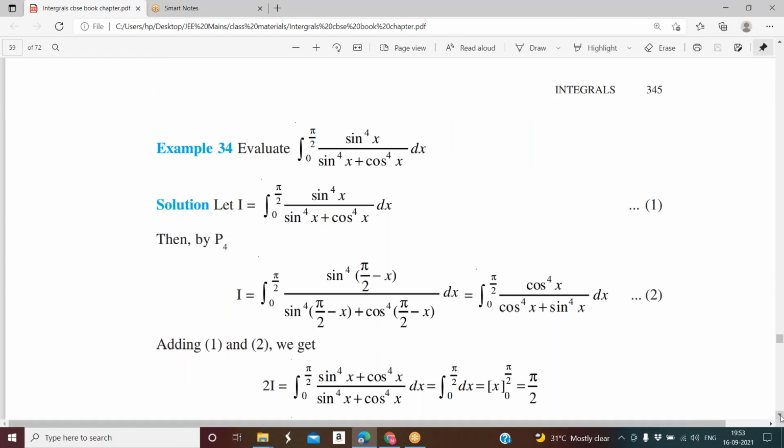Next problem is evaluate the integral from 0 to pi by 2 of sine to the power 4x by sine power 4x plus cos power 4x dx. Okay. Here the limits are 0 to pi by 2. So it is in the form integral 0 to a f of x dx. So what property will you use here?